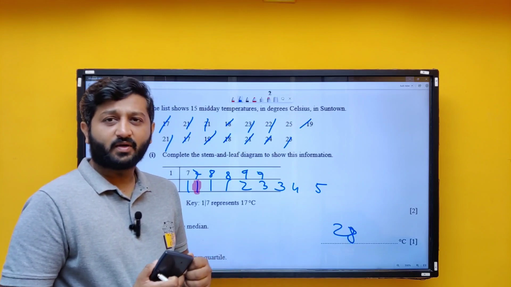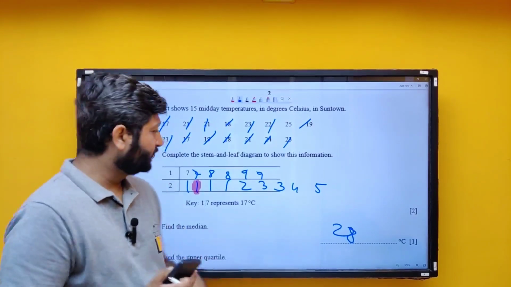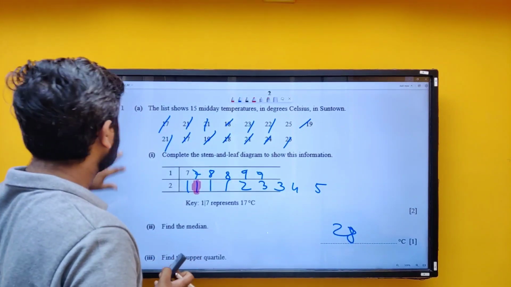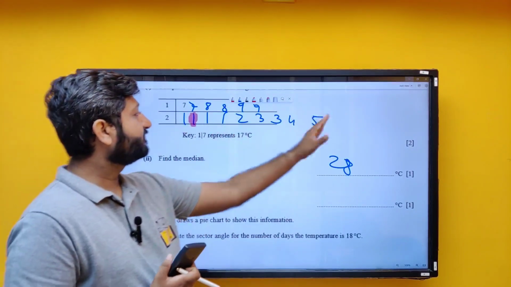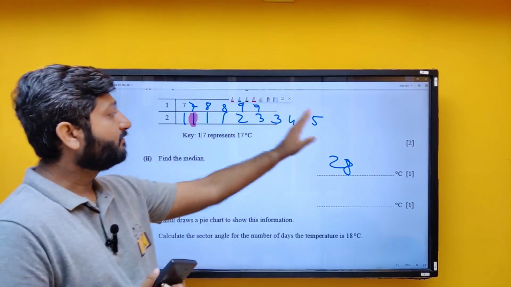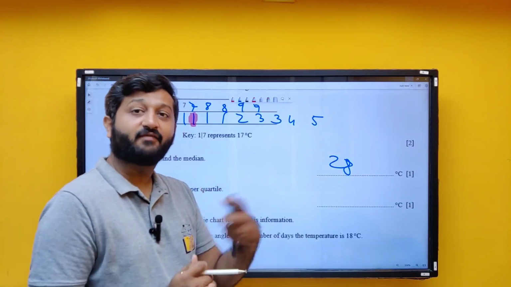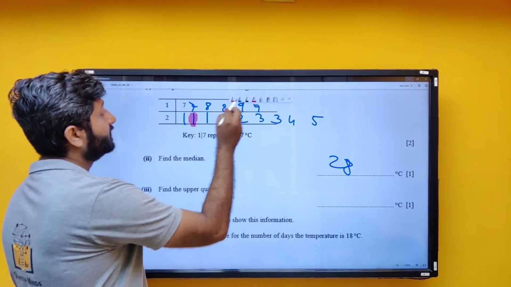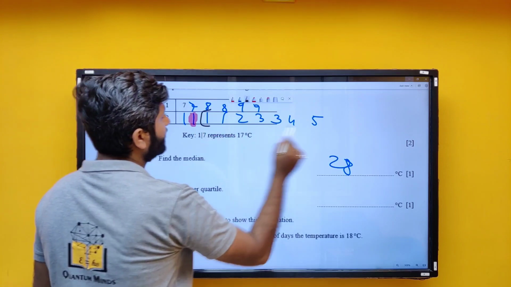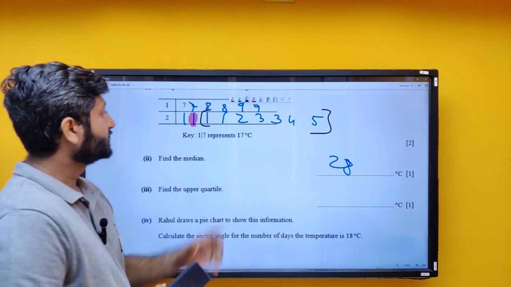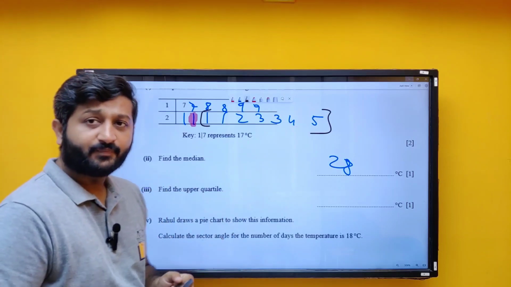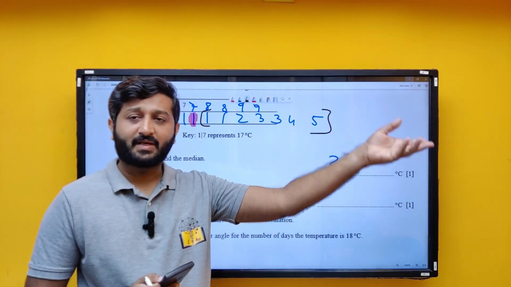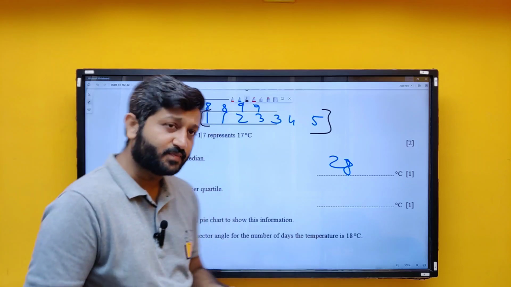Next, find the upper quartile. For the upper quartile, what do we do? I'll have to find the median of the data above the value of the median, so the median between these data. So 1, 2, 3, 4, 5, 6, 7 data. The upper quartile is going to be 7 plus 1, 8, divided by 2, the 4th observation.